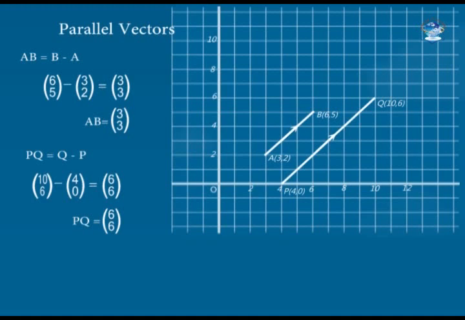We say PQ is equal to 2AB. Thus, AB is a multiple of PQ. Looking at the vectors, they have the same gradient and are therefore parallel. In general, if a vector is a multiple of another, then the two vectors are parallel. That is, if A is equal to KB, where K is a scalar, which could be a fraction or a whole number, then A is parallel to B, also written as A parallel to B.